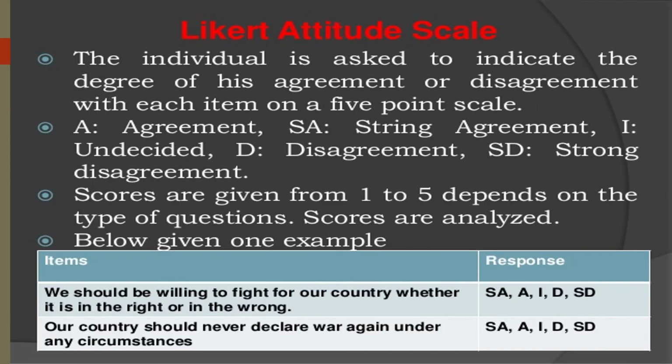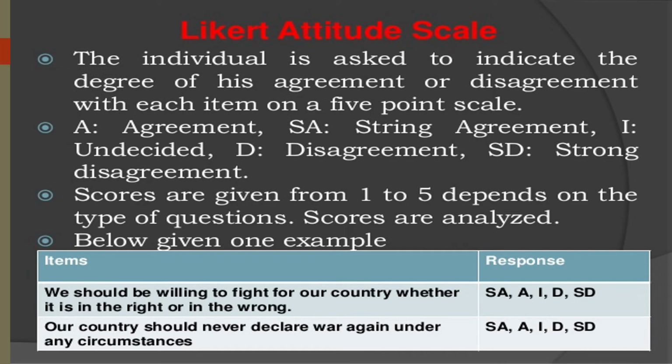For example, the individual is asked to indicate the degree of agreement or disagreement with each item on a 5 point scale, where A is agreement, SA is strong agreement, U is undecided, D is disagreement, and SD is strong disagreement. This is the scoring type. Scores are given from 1 to 5, depending on the type of question, and the scores are analyzed.